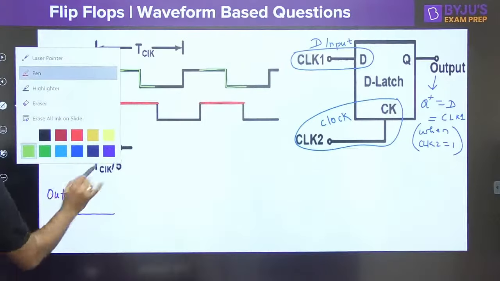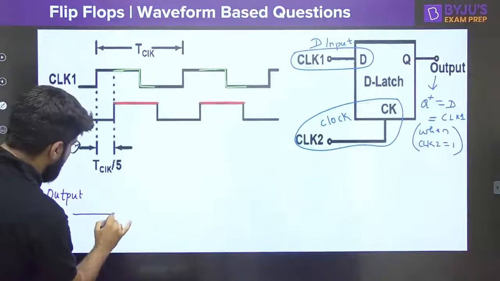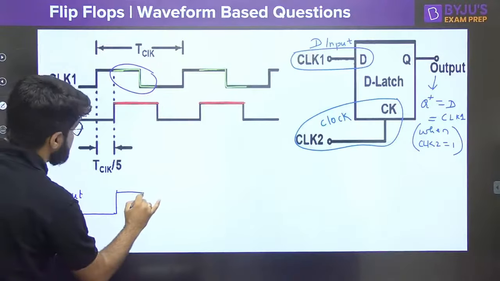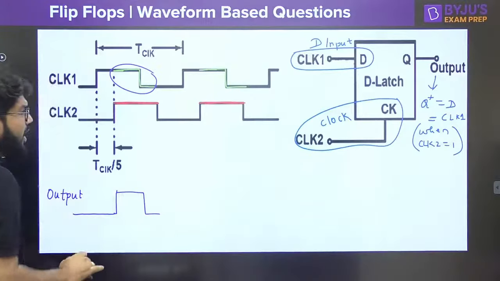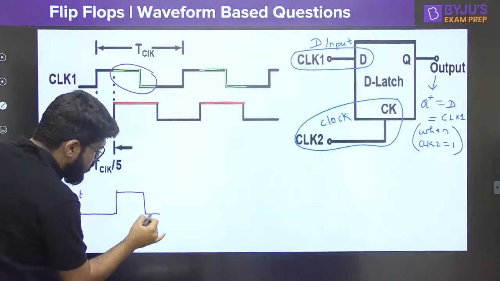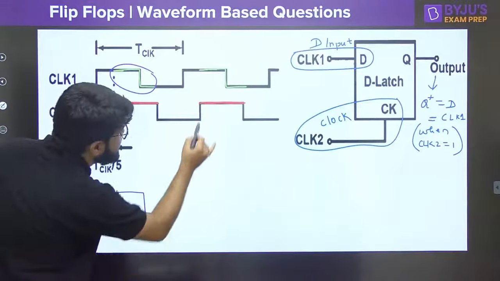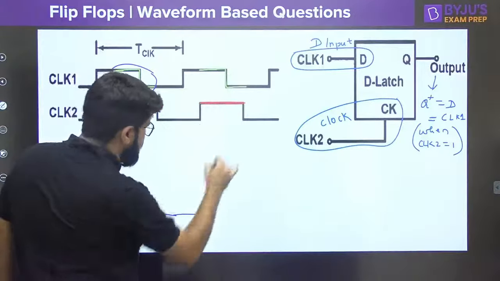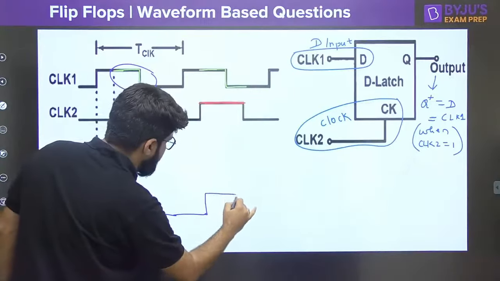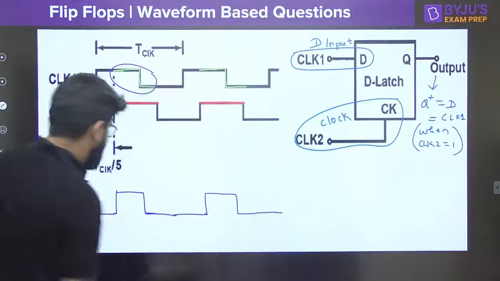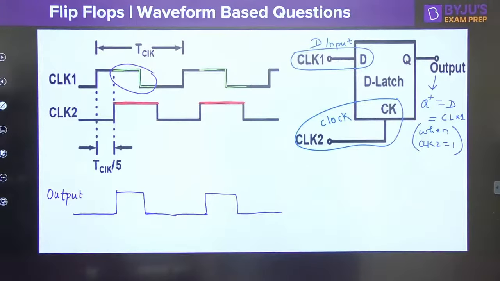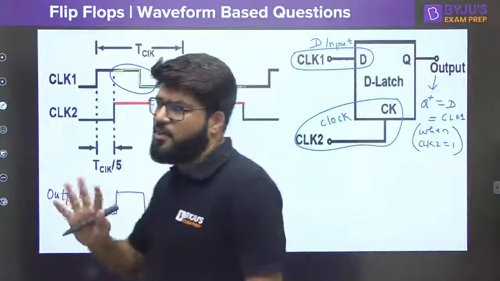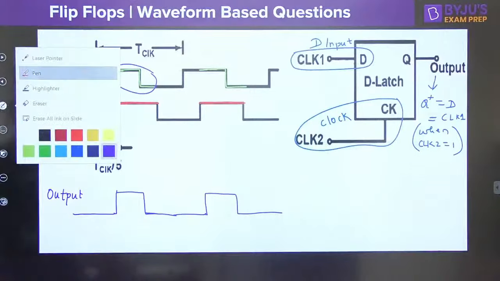Now let me trace this. The output becomes high, I just copy this portion, and it goes down. Now the clock is 0, so whatever the state of the output, it will not change until this point. And again, we have to just copy this particular waveform, and so on. That's it. We can decide the time period, duty cycle, frequency, everything.